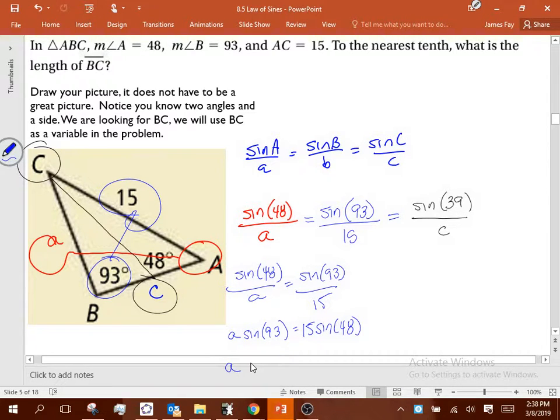Good. Divide both sides by sine of 93, and it's going to give you 15 sine of 48 all over sine of 93. That there then will end up being your answer for how long distance A is. Okay, I want to grab a calculator to see what that is.